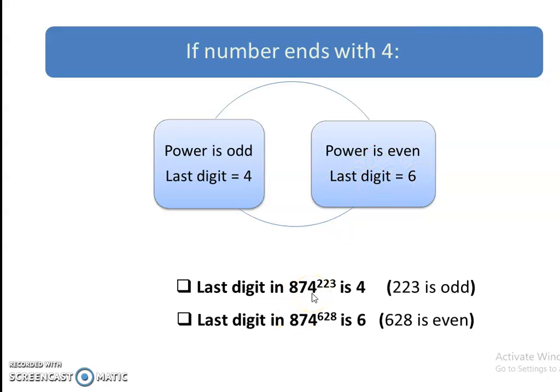We can calculate the last digit in 874 to the power 223. So here the power 223 is odd, so the last digit will be 4, right? In the next scenario, we have power 628. So here 628 is an even number. So the last digit in this power calculation will be 6, right?